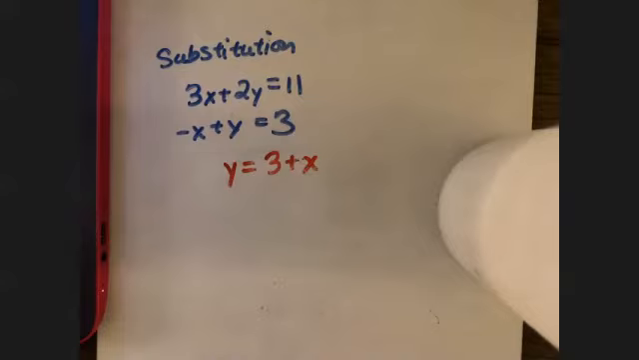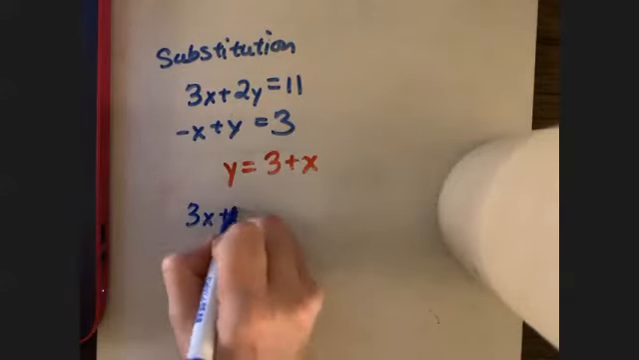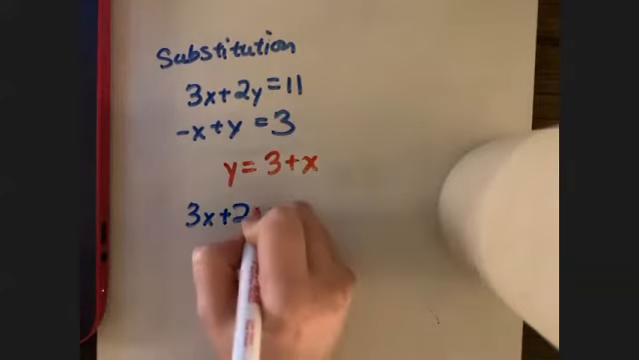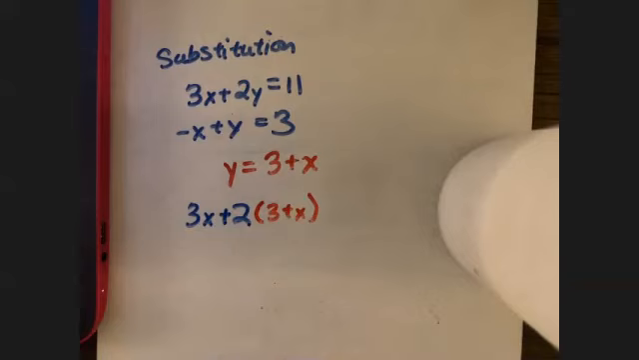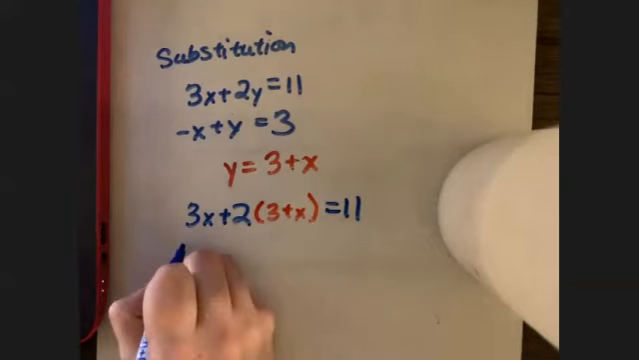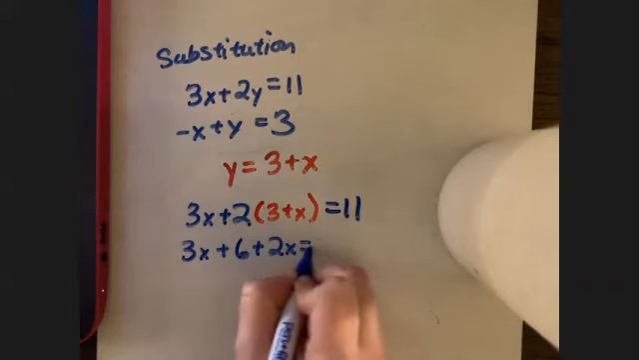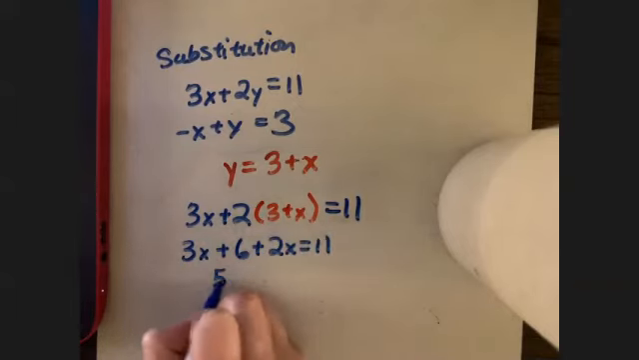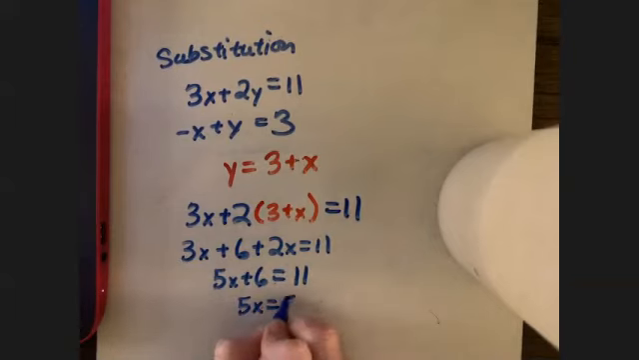So we've got that y now equals 3 plus x. And then what we're going to do is in the other equation, I'm going to replace the y with what we say y equals, okay? So now I've got 3x plus 6 plus 2x equals 11. We're going to get 5x plus 6 equals 11. 5x equals 5. x equals 1.